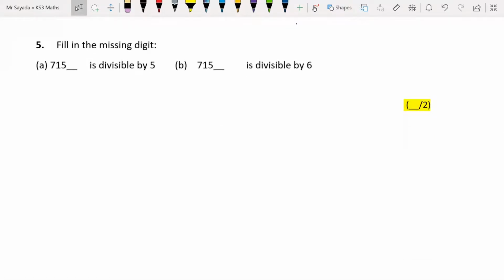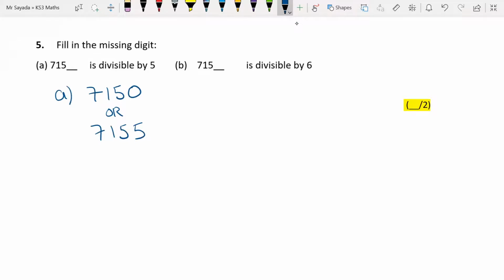Pause the video while you do this question and press play once you're ready. So this is an interesting question. You should have now done this question, and it's an interesting one because it's kind of a backwards version where you need to make the number be divisible by 5. So to make 715 something divisible by 5, it either needs to end in 0 or 5. So you can either have 7,150 or 7,155. Both of those answers are acceptable.